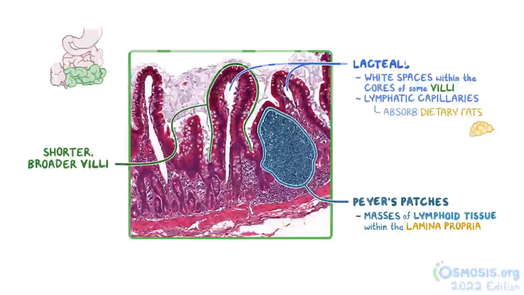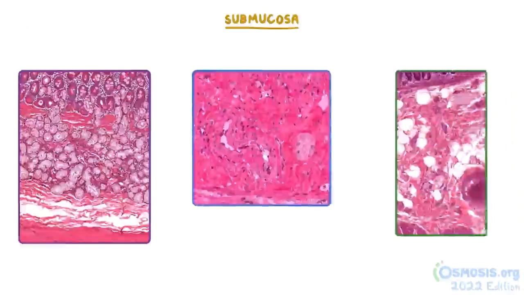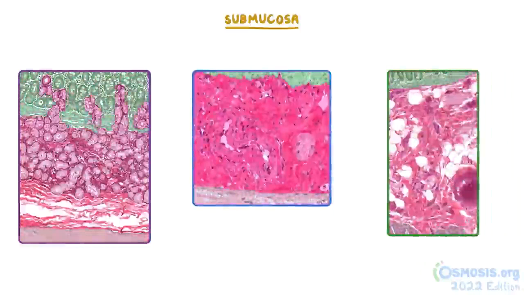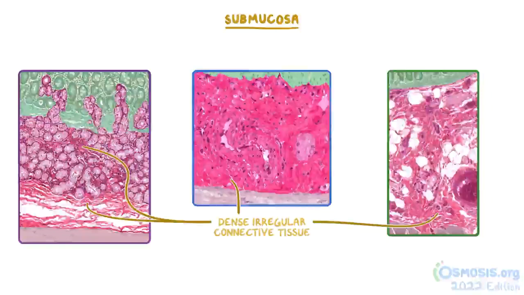The next layer of the small intestine underneath the mucosa is the submucosa. Portions of the mucosa can still be seen at the top of these images in green. The submucosa consists mostly of dense, irregular connective tissue all throughout the small intestine, which is dark pink when the tissue is stained with hematoxylin and eosin.